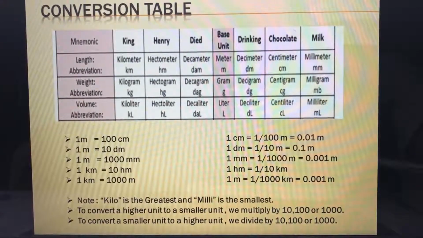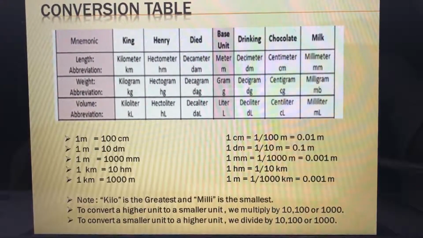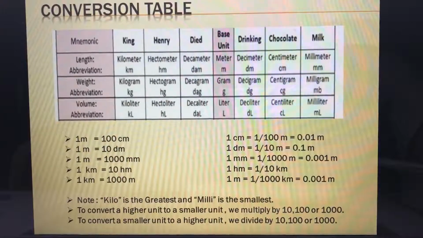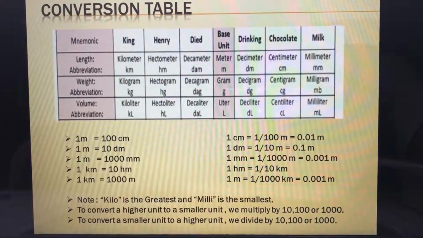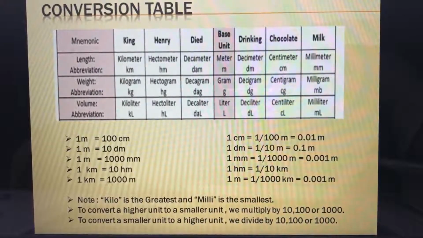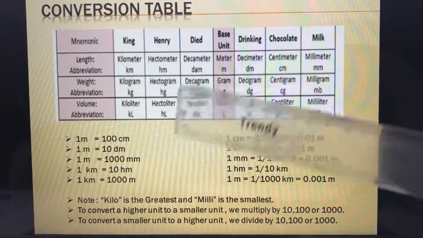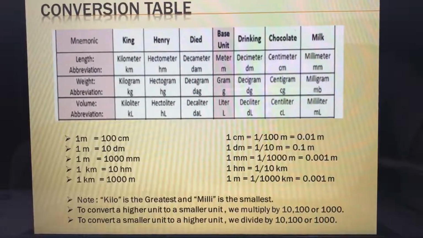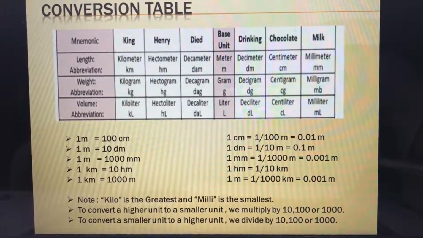We all know that 1 meter is equal to 100 centimeter. 1 meter is equal to 10 decimeter. 1 meter equals 1000 millimeter. And 1 kilometer equals 10 hectometer. 1 kilometer is equal to 1000 meter.